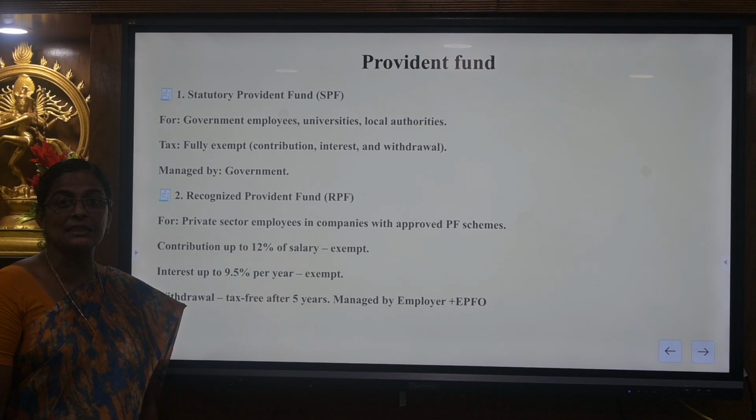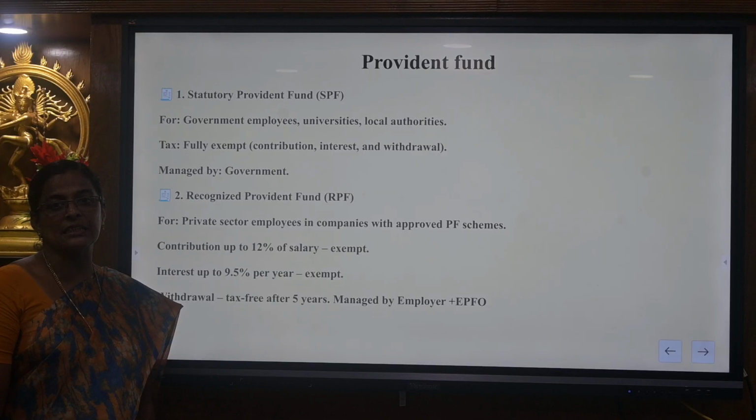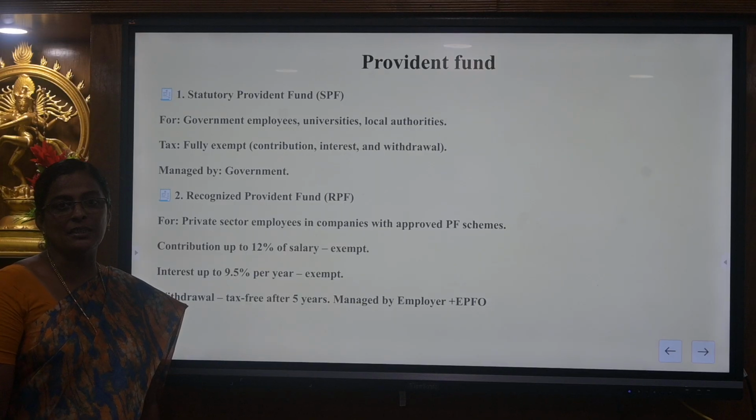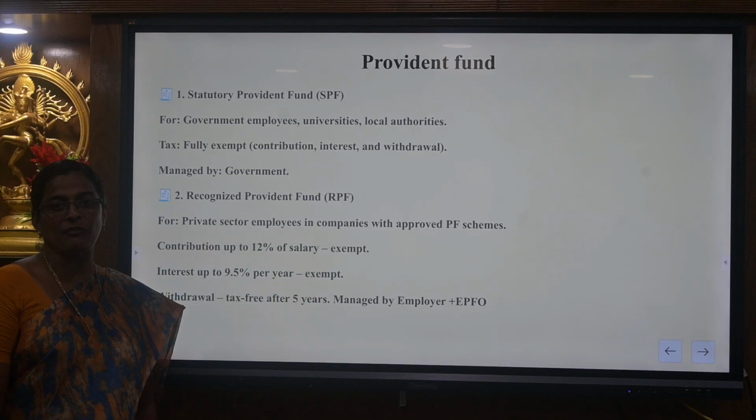So income tax accepts Recognized Provident Fund, and the amount which has been invested in Recognized Provident Fund is exempt up to 12% of salary. Under this, the salary includes basic salary, dearness allowance and commission on sales. And in case of interest credited in the Provident Fund account, it is exempted up to 9.5%. It is governed by the employer, and EPFO is governing the Recognized Provident Fund.